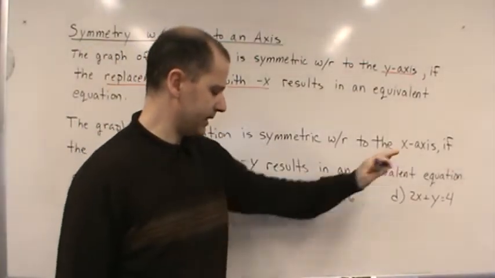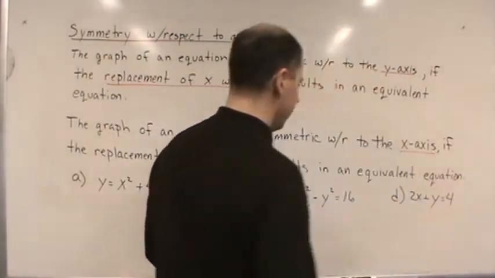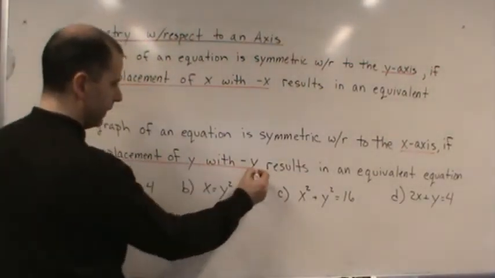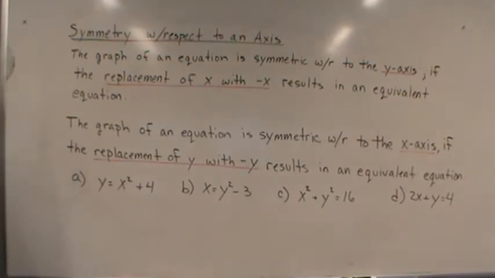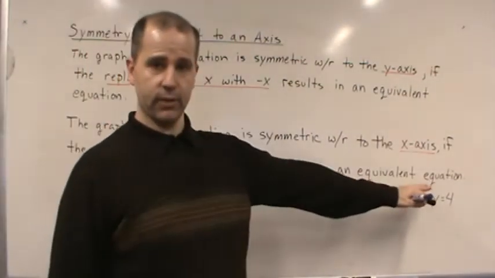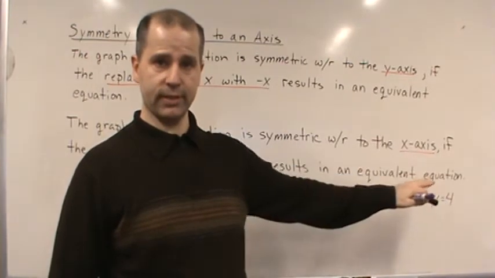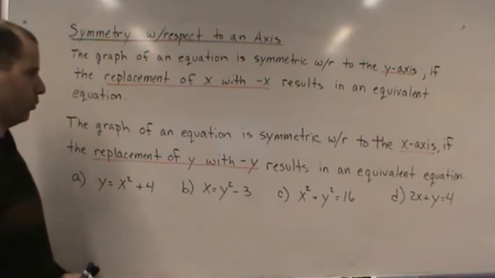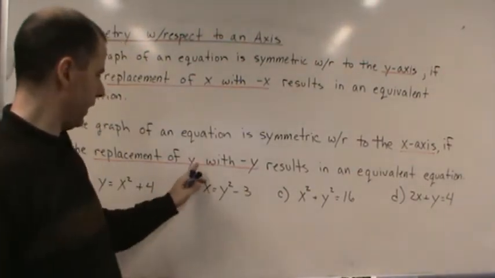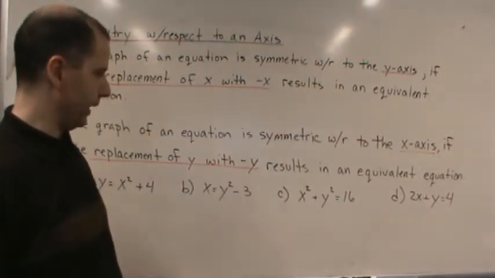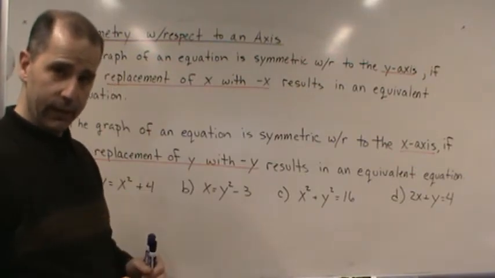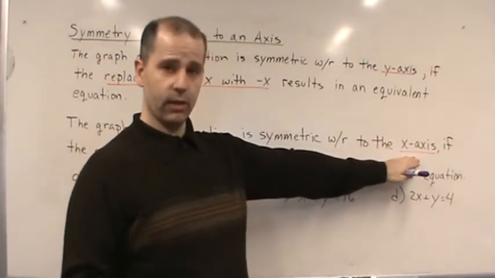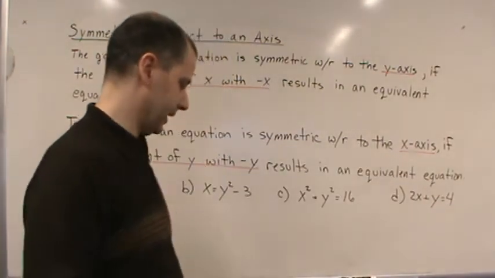Now, we would say that the graph of an equation is symmetric with respect to the x-axis if the replacement of y with the opposite of y, or negative y, results in giving us the equivalent equation, or the same equation. If we take y and replace it with negative y and simplify everything, and we end up with the same equation, then we would say that the graph is symmetric with respect to the x-axis.